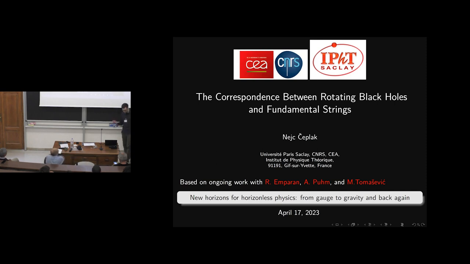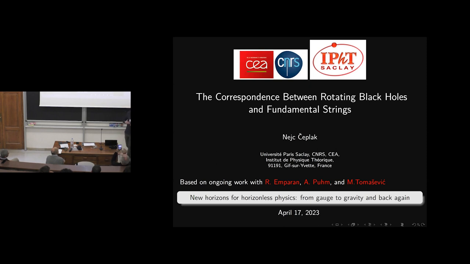Just to give you a brief summary, if you zoom out, the correspondence principle gives a way to relate black holes and the degrees of freedom in black holes to degrees of freedom that you find in strings. You have to do some matching, but the idea is there. In fact, it should work for a variety of black holes with a variety of charges. But it turns out that angular momentum is slightly more special.